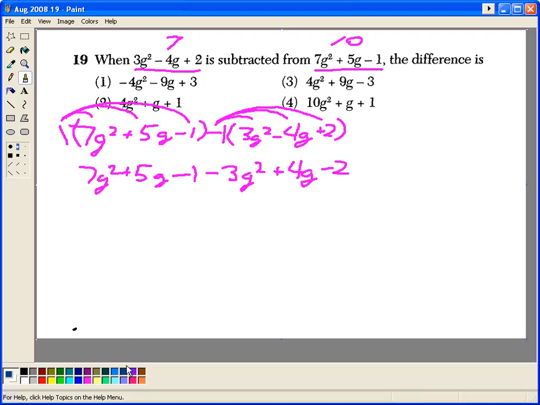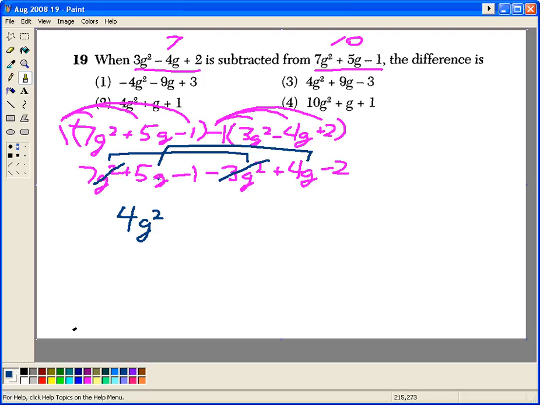Now, all I have to remember here is to combine my like terms. It looks like these are both g squares, so I'll combine those. I have 7, think of these as concrete things. I have 7g squares, take away 3g squares, so what am I going to have left? I'm going to have 4g squares left.